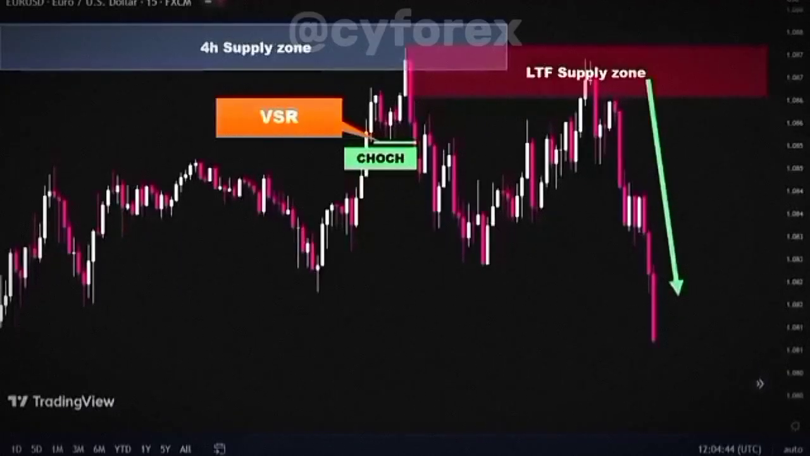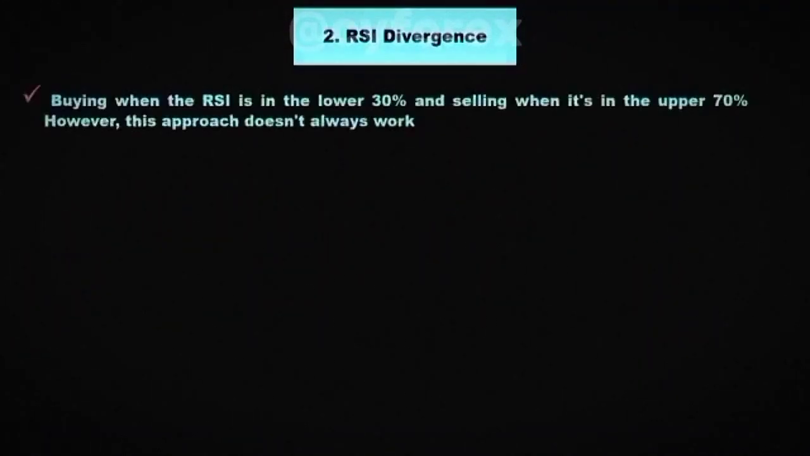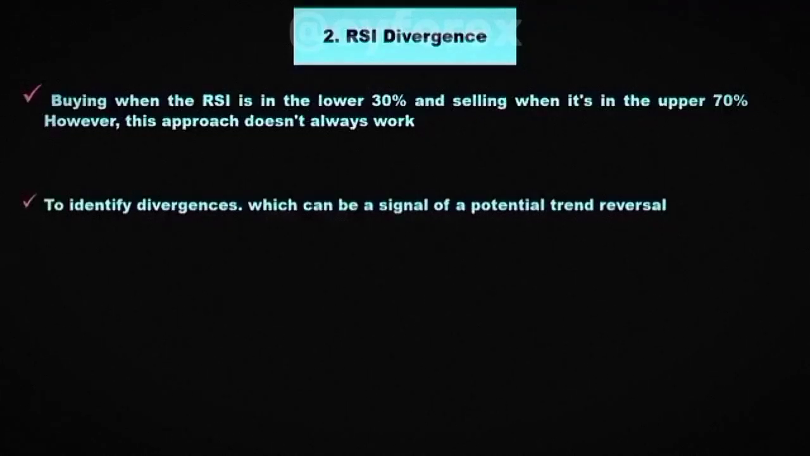Let's move on to discussing the second method for confirming a trade entry, which is known as RSI divergence. When people hear about RSI, they often associate it with the retail trading strategy of buying when the RSI is in the lower 30% and selling when it's in the upper 70%. However, this approach doesn't always work. Instead, I use RSI to identify divergences, which can be a signal of a potential trend reversal.